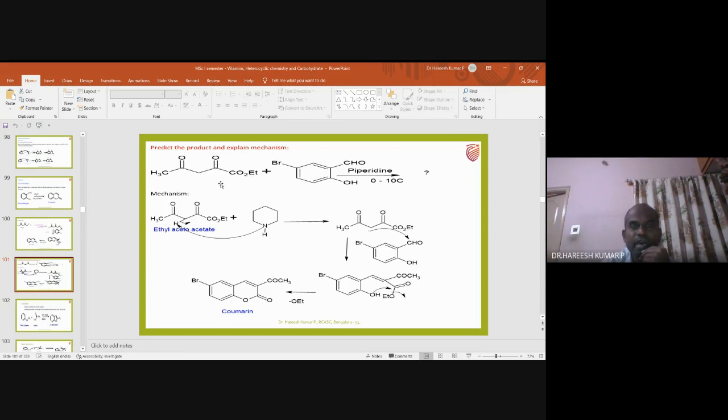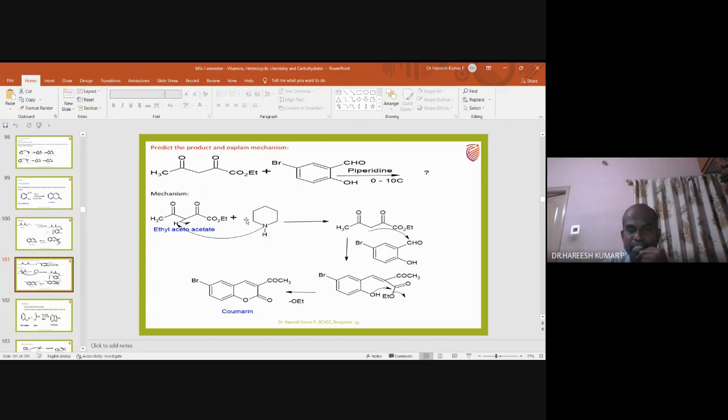So ethyl acetoacetate, when it is treated with a substituted salicylaldehyde. So what is substituted? Bromo is substituted. Bromo substituted salicylaldehyde, and here piperidine is used as a base, and this reaction is carried out at 0 to 10 degrees centigrade. Here there is a question mark, so you need to write what is the product. If you want to know the product, you need to know the role of piperidine, and also the structure of piperidine.